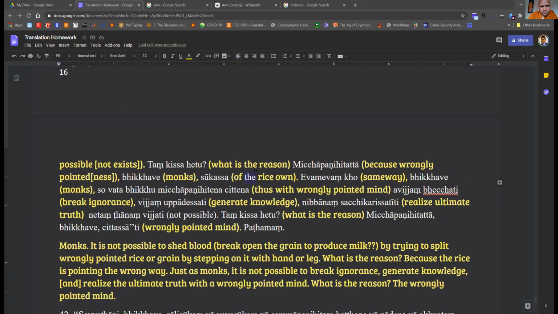Evameva, same way, bhikkhave, monks, so vata bhikkhu miccha panihitena chittang, thus with wrongly pointed mind, avijjam bhechati, break ignorance, vijjang upadisati, generate knowledge, nibbanan satchikarissati, realize ultimate truth, netan thanang vijjati. This is not possible. Tankissa hetu, miccha panihitatta bhikkhave chittasati, because the mind is wrongly pointed. Weird example given by the Buddha here.